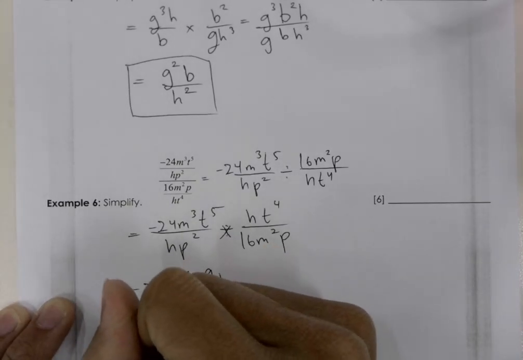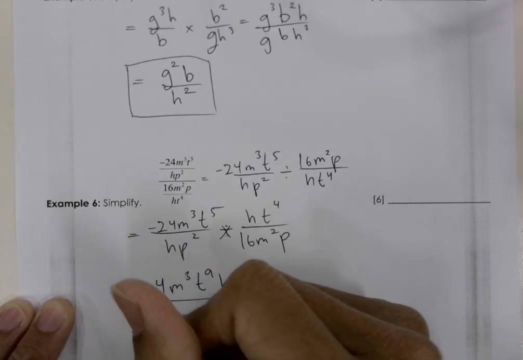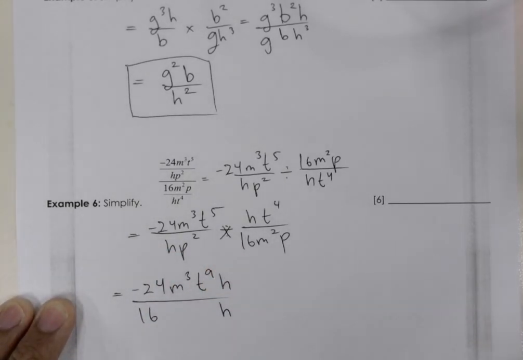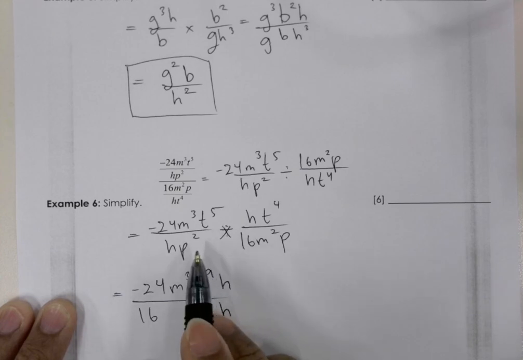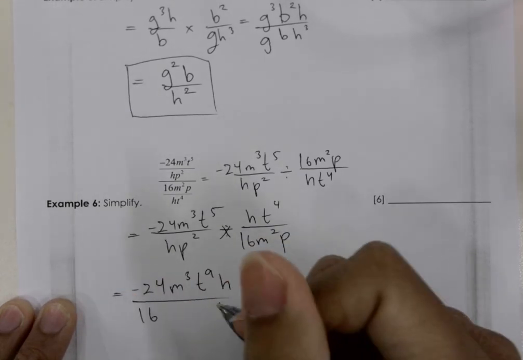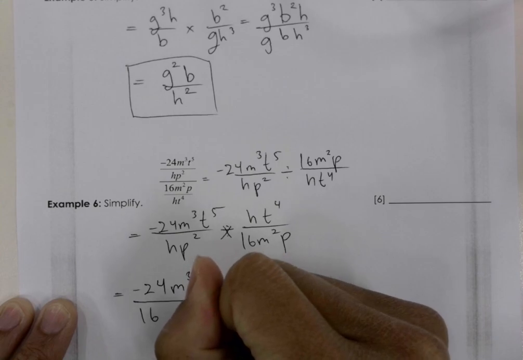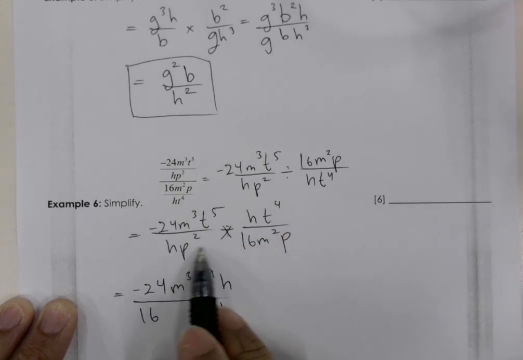We'll start with the 16, and then we have no h here, so we're going to have an h. I'm going to put it right here under the h. We have 2 p's here and 1 p here, so we add the powers, and remember, if there's no power, the power is 1, so it's going to be p to the power of 3, meaning there's 3 p's. So we'll do p to the power of 3, and then we have our m squared.